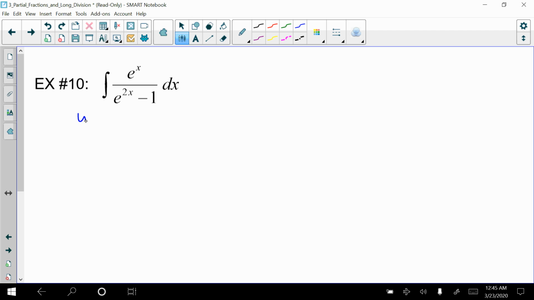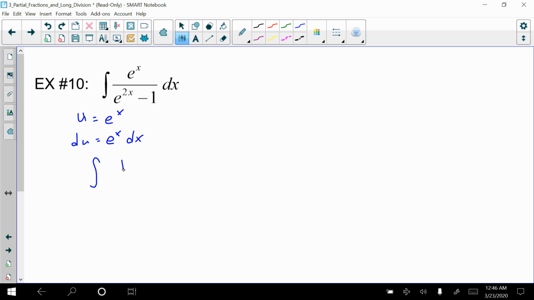I want u to be equal to e to the x power. So that means du, in this case, will be e to the x power times dx. Let's take a look at what that's going to do when we do our u substitution. Changing the given integrand, we're going to have e to the x dx, that's going to be du, so that's just 1 du.